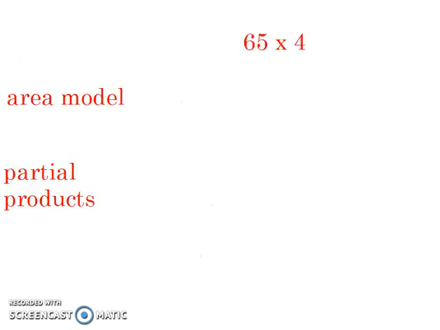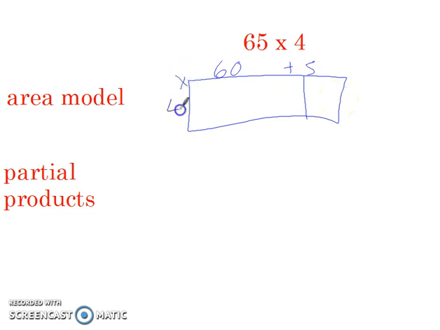Okay, let's try out one more. I'll give you your choice. You can do area or partial today. Alright, I'm going to go with the area one first. 60 plus 5. And I know I didn't make that 60 big enough compared to the 5, but I want room to write my number in. Times 4. 4 times 60.